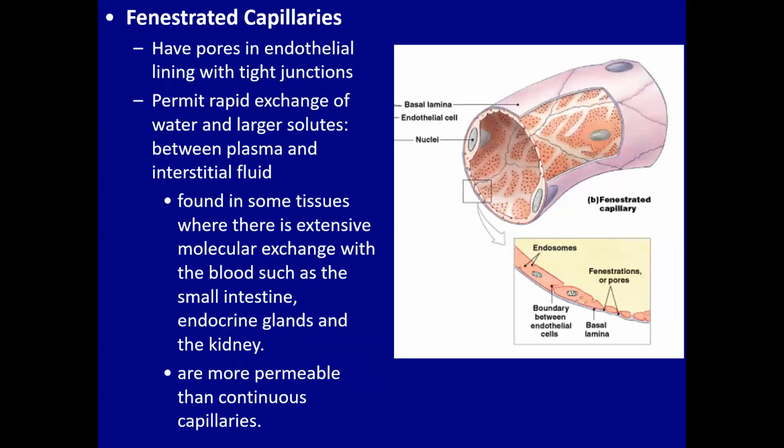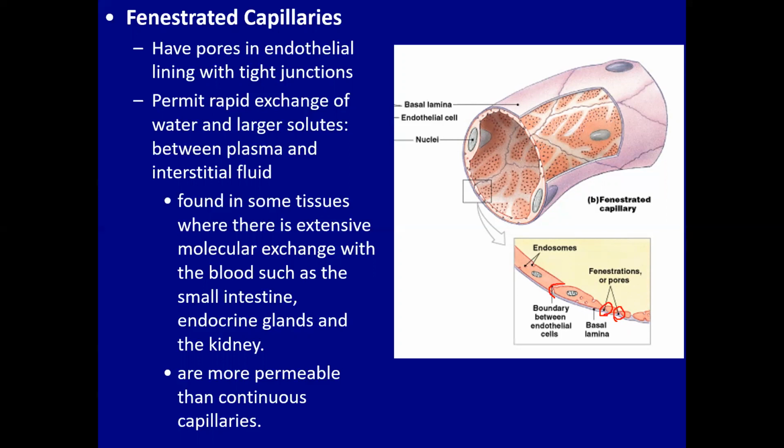Fenestrated capillaries are the second type of capillary that we are going to discuss. They have an endothelial lining, again, a single cell layer thick, and they have tight junctions. However, they have what are called fenestrations or pores, and you can see the fenestrations here and here. Here's the boundary between a cell, right? They have tight junctions, but they have pores within the cells.